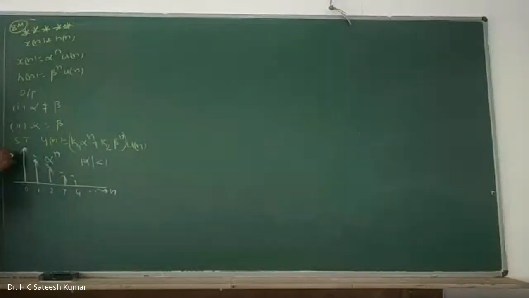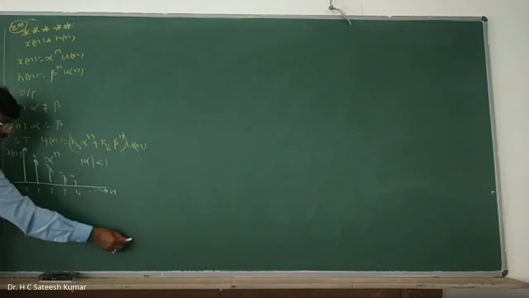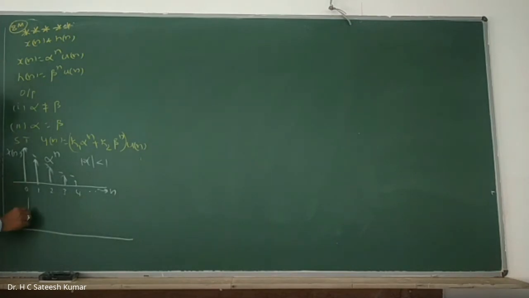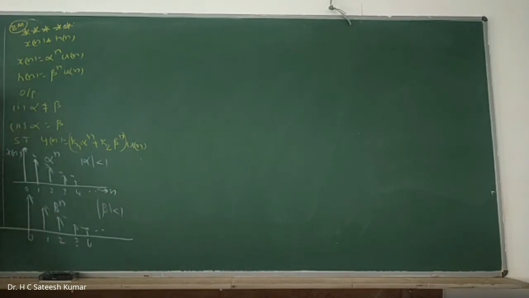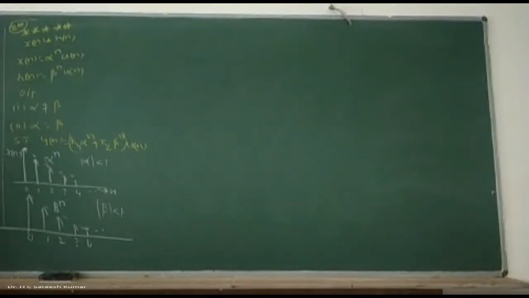This is your x of n. Beta also has not been given, so it is assumed. This is all assumed; beta is the same thing. The variation is beta to the power of n, at 0, 1, 2, 3, 4. Here you are assuming that the magnitude of beta is less than 1, so with that assumption I am sketching it. Sir, why are you taking less than 1 only? Why not greater than 1? You can take greater than 1, it doesn't matter, but the only thing is it will be increasing.